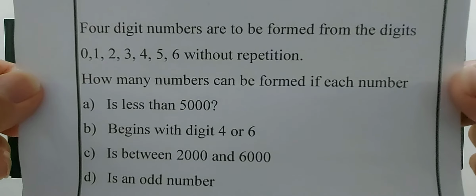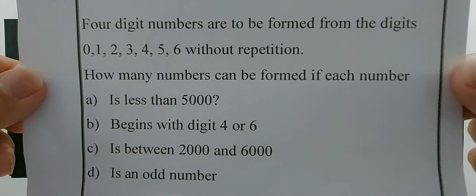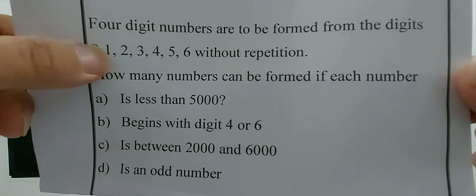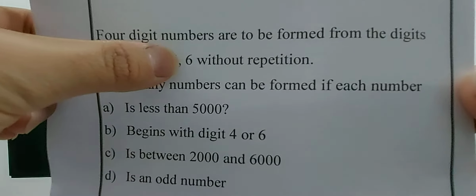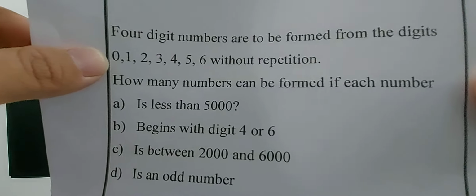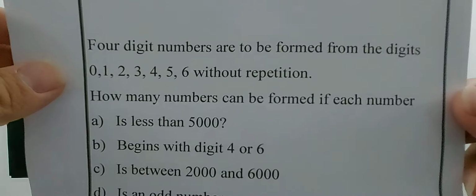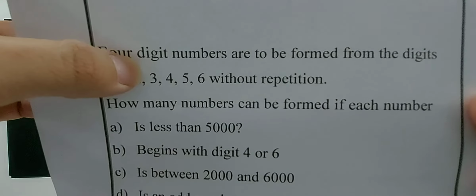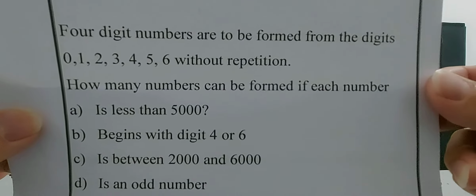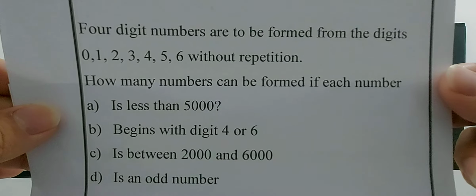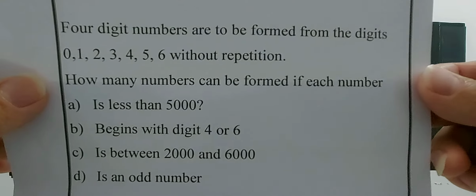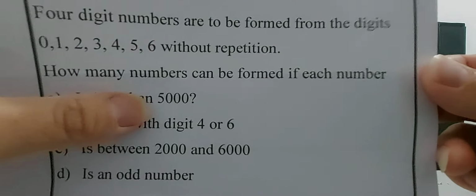So 4-digit numbers are to be formed from the digits. How many digits here? You have 7 digits: 0, 1, 2, 3, 4, 5, 6. Without repetition means that you can only use each number once, right? 4-digit numbers are to be formed from the digits 0, 1, 2, 3, 4, 5 without repetition. I'm going to go one by one. How many numbers can be formed if each number is less than 5,000?